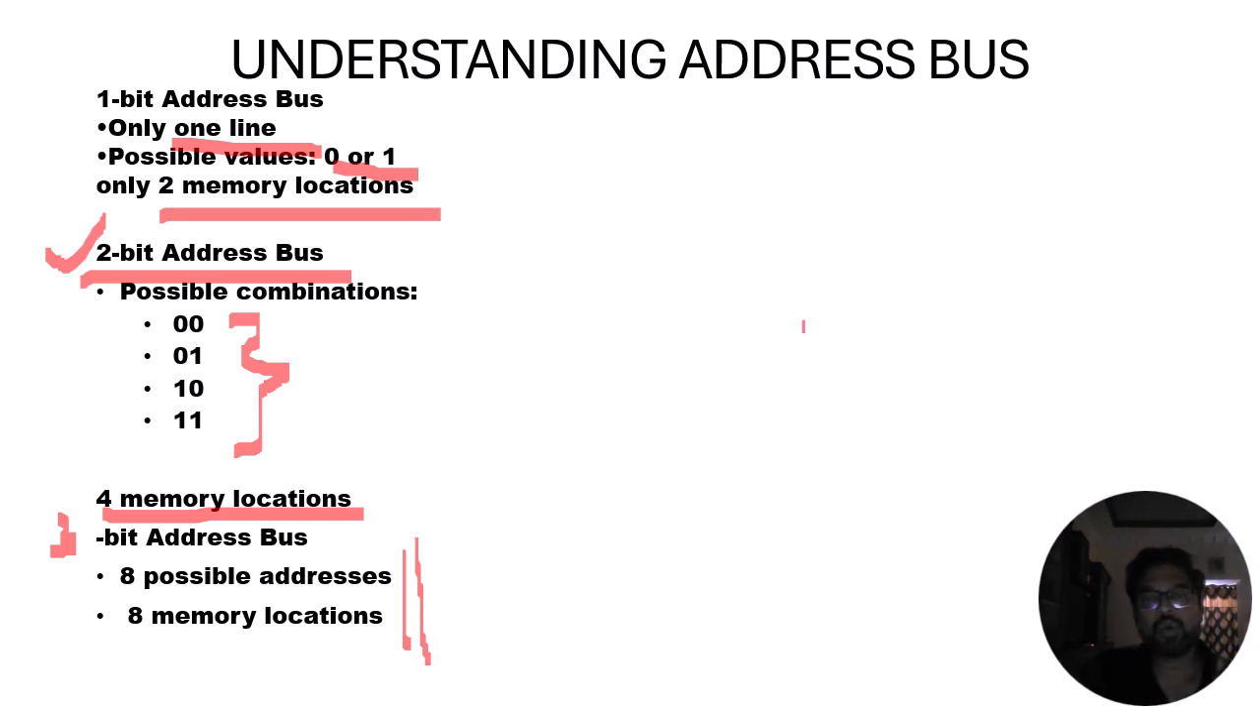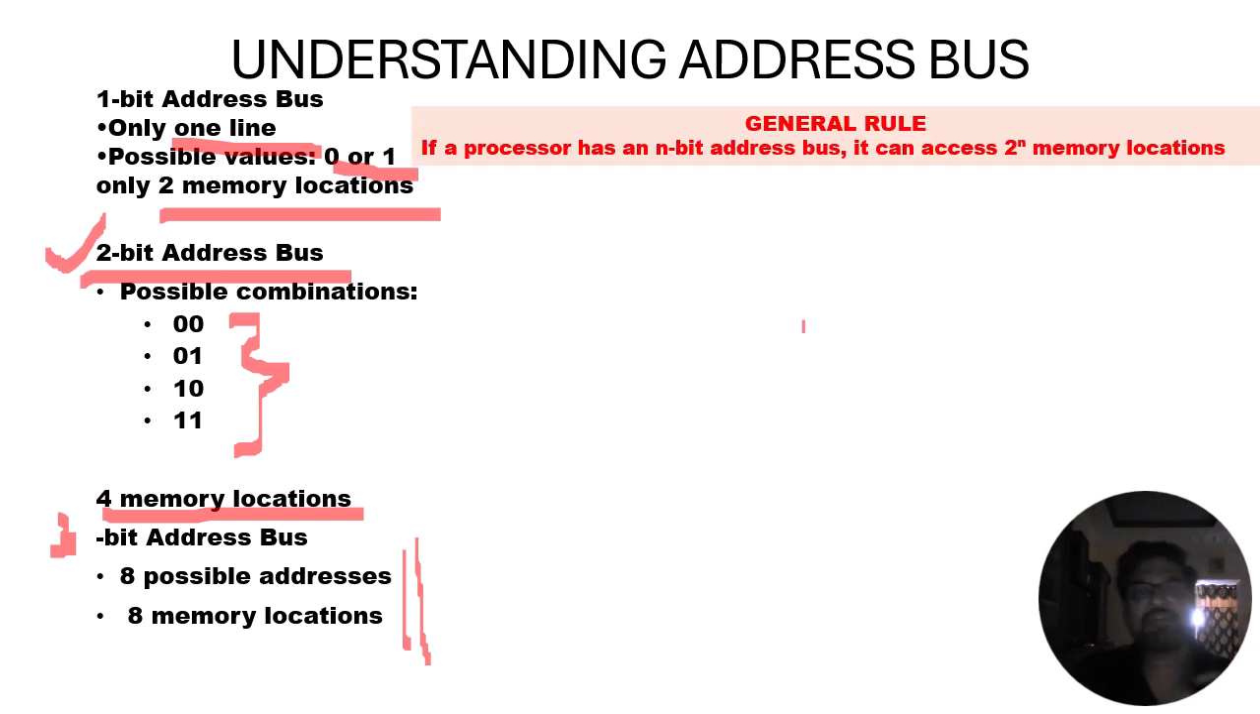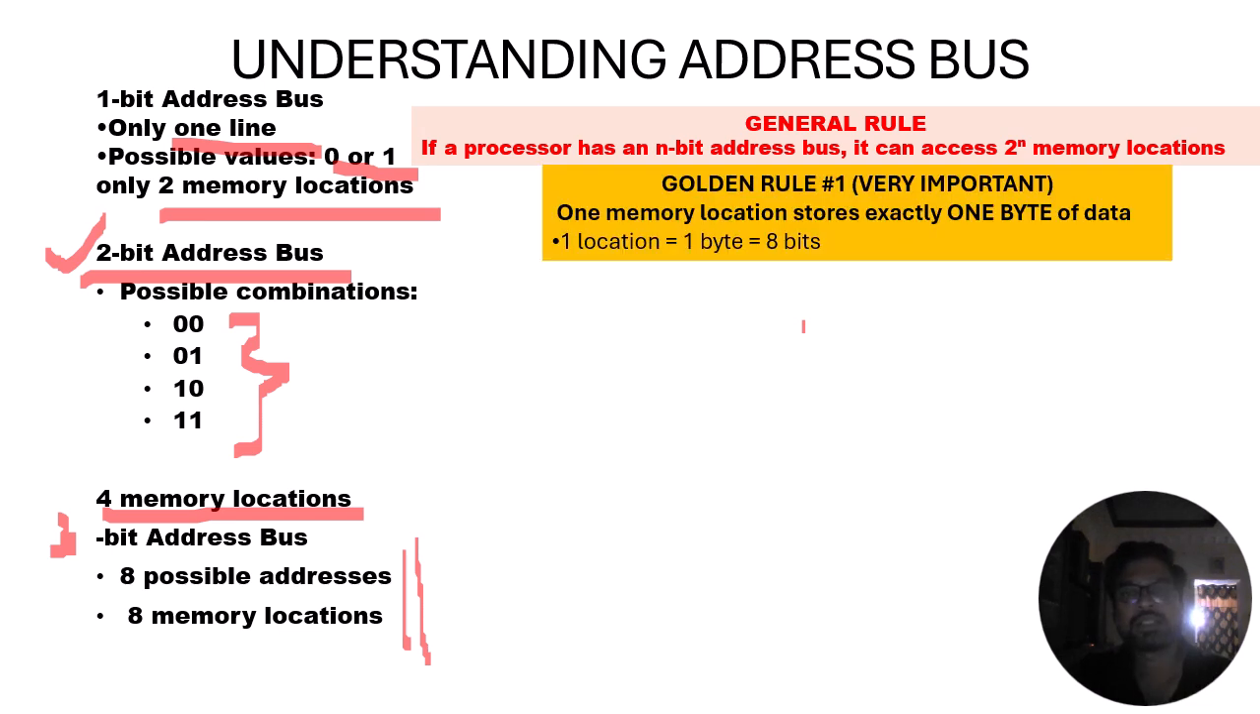So the general rule is, if a processor has an n-bit address bus, it can access 2 to the power n memory locations, and the very important golden rule is one memory location stores exactly 1 byte of data. That is, one location is equal to 1 byte, that is equal to 8 bits. This rule is universal. It fits for 8085, 8086, 80386, Pentium or any processor you study.